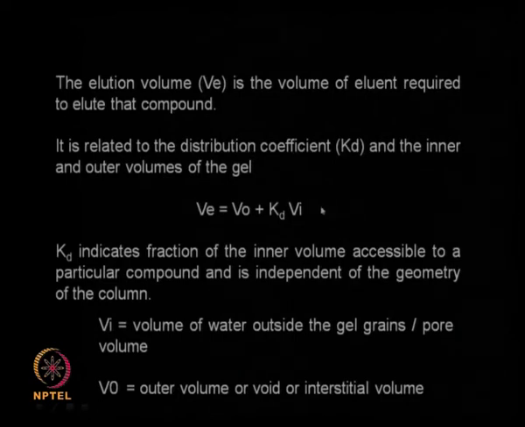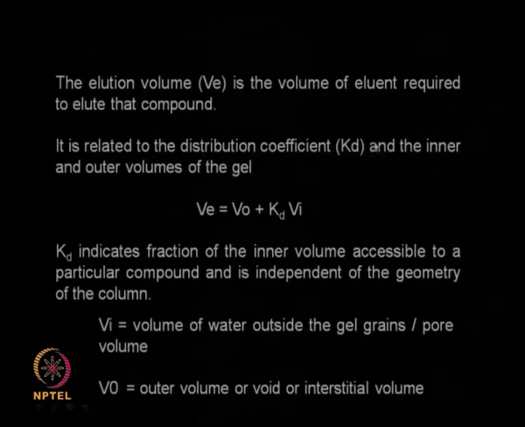So this equation tells you what is the volume of eluent required to elute out a solute from the inlet to the outlet. Now this is a function of two volumes, V0, that is the outer volume or the void volume, and Vi, which is the pore volume, and there is another term called Kd, which is the distribution coefficient.